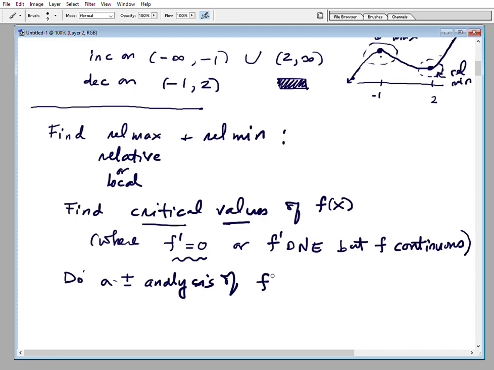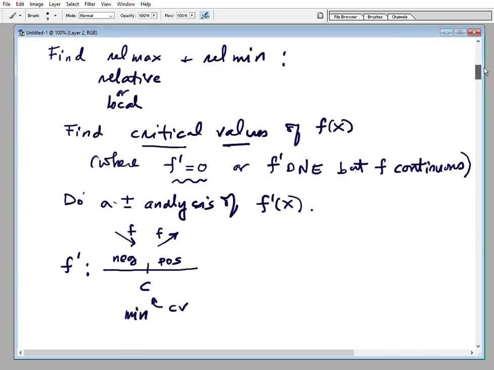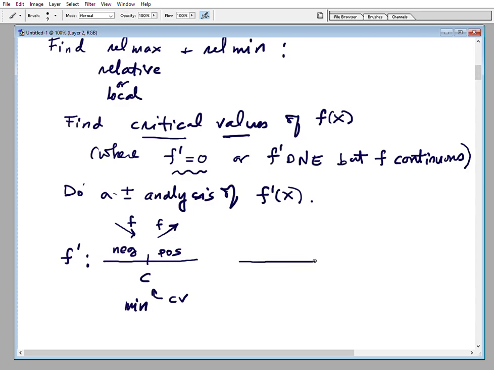Do a plus minus analysis of f prime of x. Okay, and then let's say we have a critical value c. If we have this pattern, negative to the left and positive to the right, that means the function's going down here and up here. In other words, if we have that pattern, then we have a min. You can see from the picture it looks like a min. Okay, so this is called the first derivative test for max min.